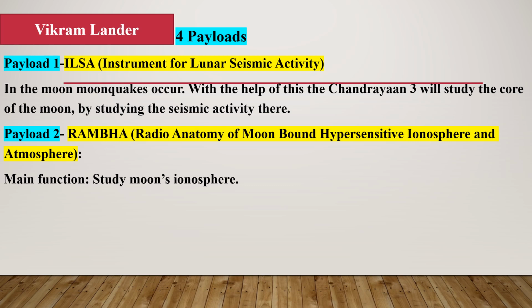Okay, then the next payload is Rambha. The full form of Rambha is Radio Anatomy of the Moon Bound Hypersensitive Ionosphere and Atmosphere. The function of Rambha is to study the moon's ionosphere.